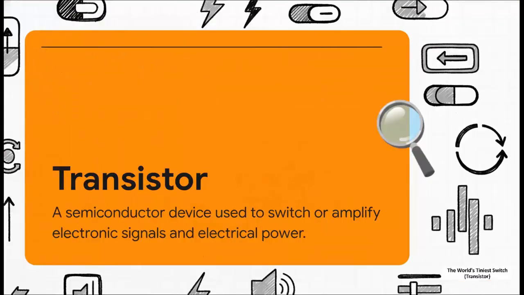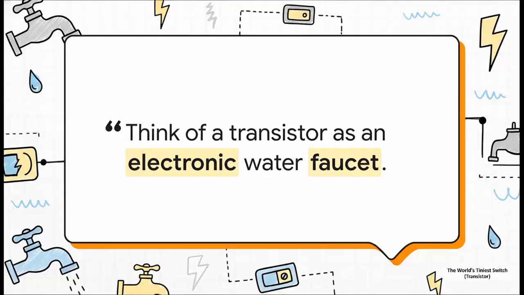So if you look it up, you'll see the formal definition. It's a semiconductor device used to switch or amplify electronic signals. Now, the two key words you really want to lock onto there are switch and amplify. Those are basically its two superpowers. But before we get to that, let's find an easier way to picture what's going on. Let's just forget about electrons in silicon for a minute.